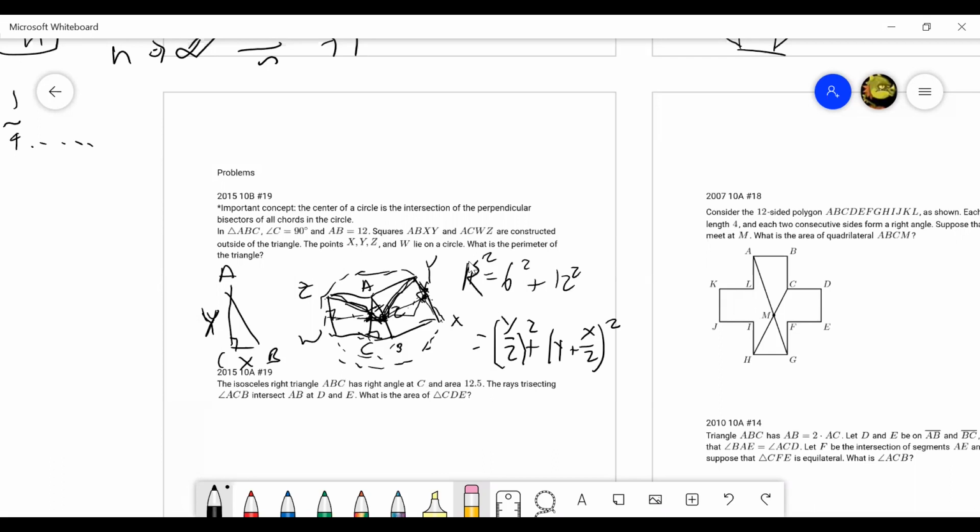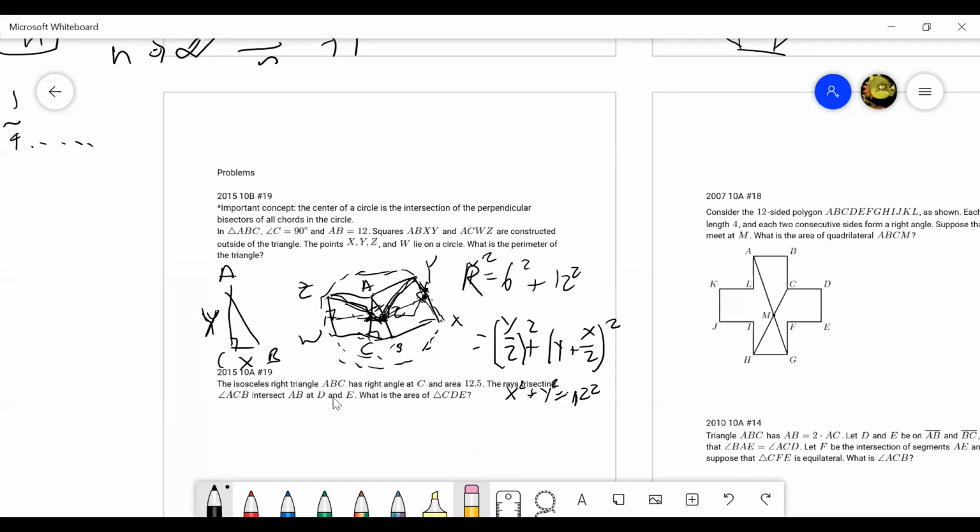All right, and basically, since X squared plus Y squared is equal to 12 squared, the idea is that you have now two equations and two variables, and you can now solve for X and Y individually, and then simply find the perimeter by adding everything together. So yeah, that would be the problem.